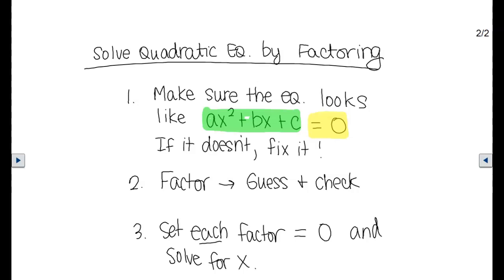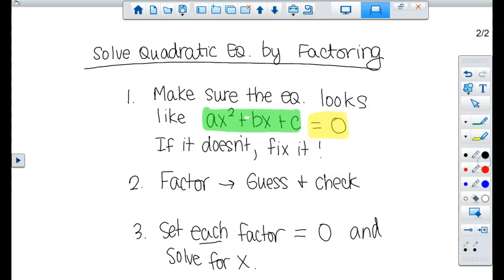So these are the 3 steps you're going to do. You're going to make sure the equation looks the way you want it to. You want ax squared plus bx plus c is equal to 0. And if it doesn't look like that, then you're going to make it look like that. Then you're going to use guess and check to do your factoring. And then each of the factors that you get will be set equal to 0, and you will solve for x.